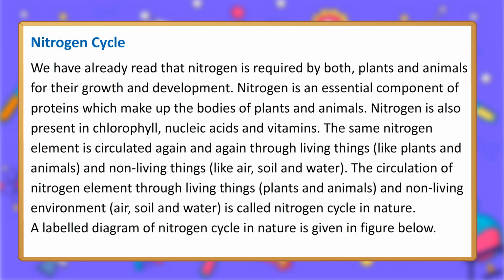The same nitrogen element is circulated again and again through living things, like plants and animals, and non-living things, like air, soil and water. The circulation of nitrogen element through living things, plants and animals, and non-living environment, air, soil and water, is called nitrogen cycle in nature. A labeled diagram of nitrogen cycle in nature is given in figure below.